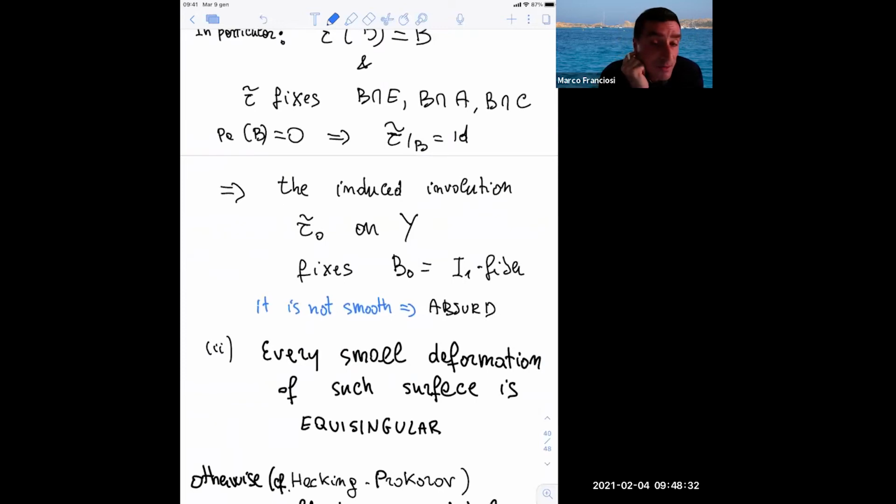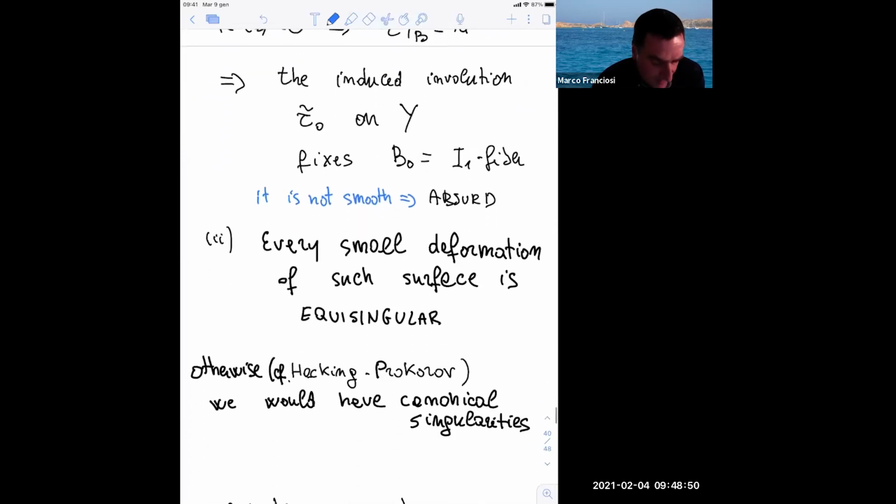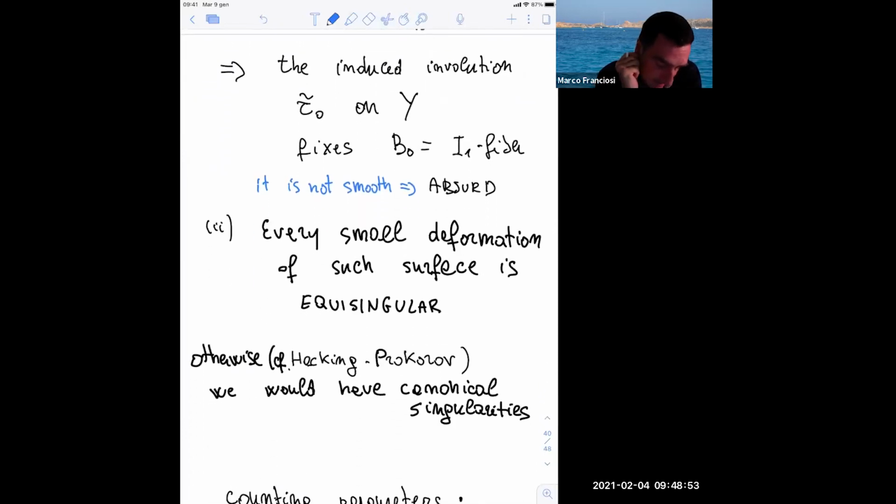This is not smooth, and this is absurd since the fixed locus of an involution on an elliptic surface must be a smooth divisor. For the second part, from a result of Hacking-Prokhorov, we have that every small deformation is equisingular, since otherwise we would have canonical singularities.